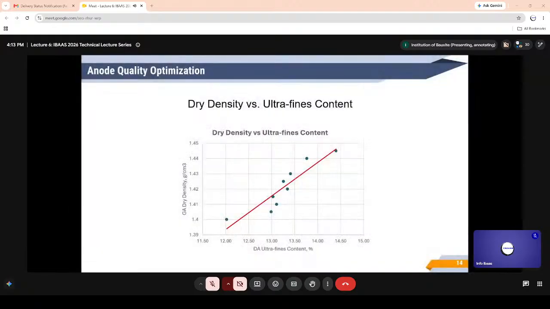There is also an impact of the percentage of ultrafine particles in the dry aggregate on the dry density of anodes. The particles below 0.03 mm should be about 13.5 to 14.5% maximum to have high dry density.